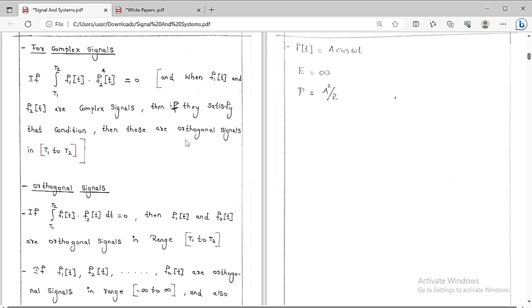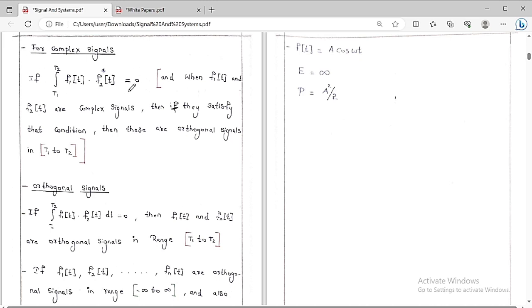Then what is the condition? Integration from T1 to T2, f1 of t into f2 of t conjugate. If its value is equal to 0, we can say that these two signals are called orthogonal signals in the range from T1 to T2. Here f1 of t is a complex signal and f2 of t is also a complex signal.